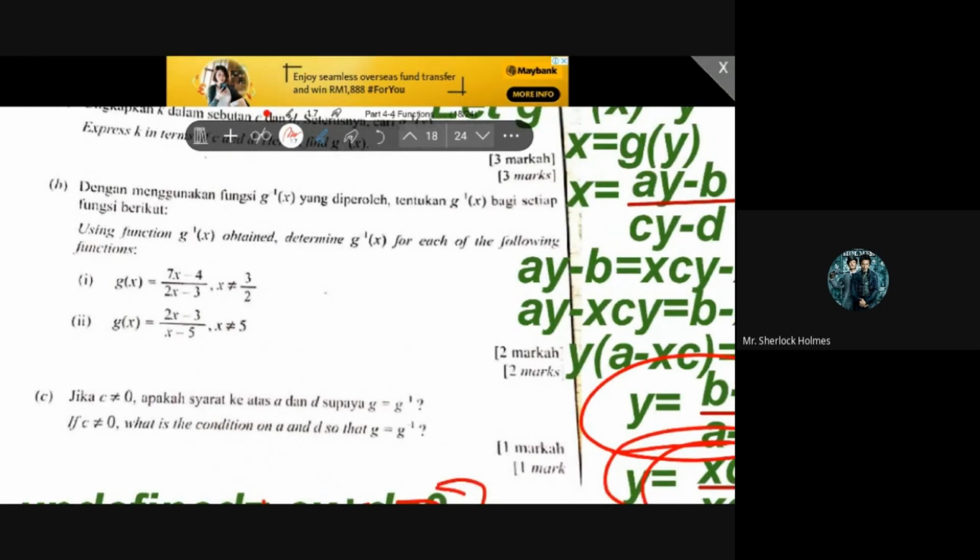If anyone got the answer, you can put in the chat box. This one no need working because the working we already did in B1. So no need to show the same thing for B2. Just give the answer directly.